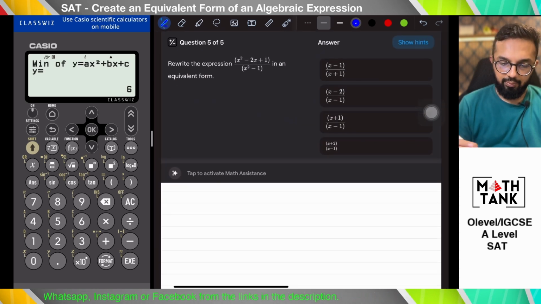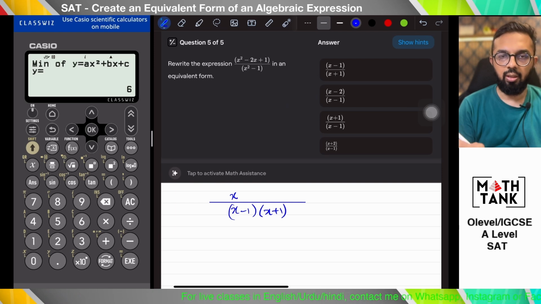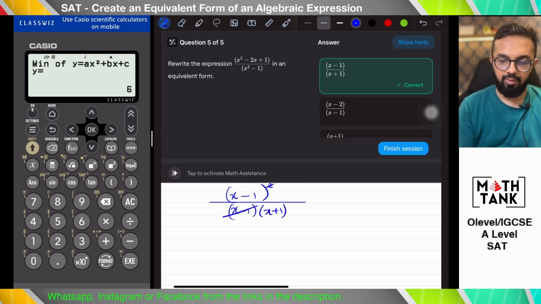Let's look at the next one. The denominator can be factorized. It becomes x minus 1 into x plus 1. And the numerator sort of breaks down. If you break the middle term, I see a squared minus 2ab plus b squared. So I'm just going to do a quick factorization and say that this cancels out. That's x minus 1 over x plus 1.